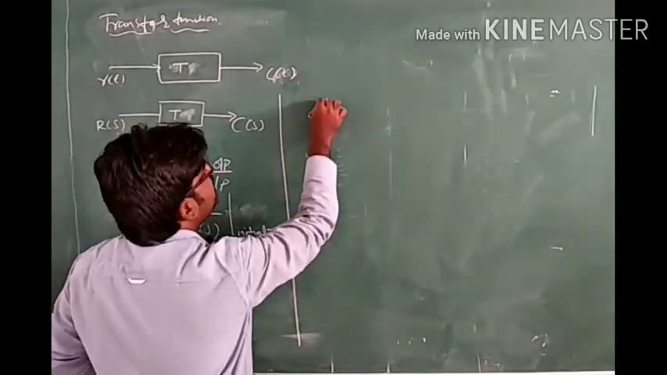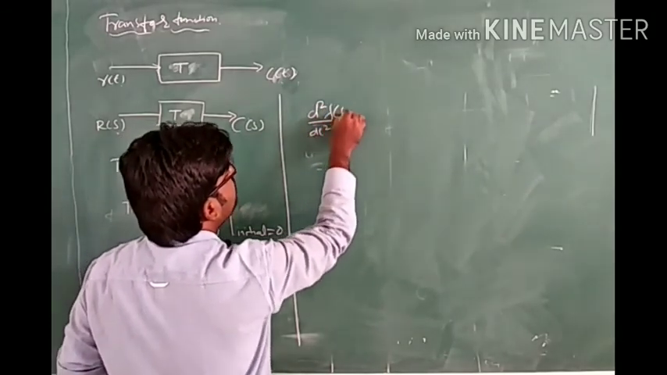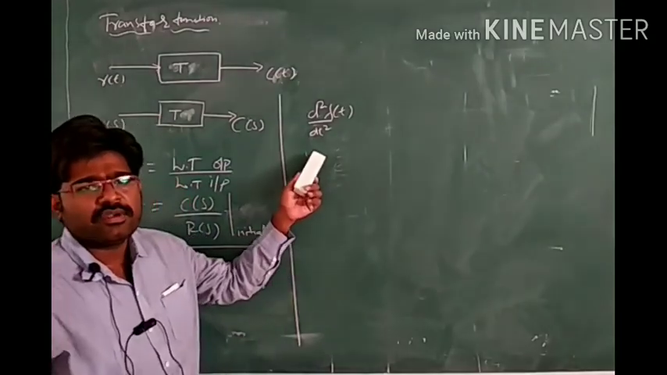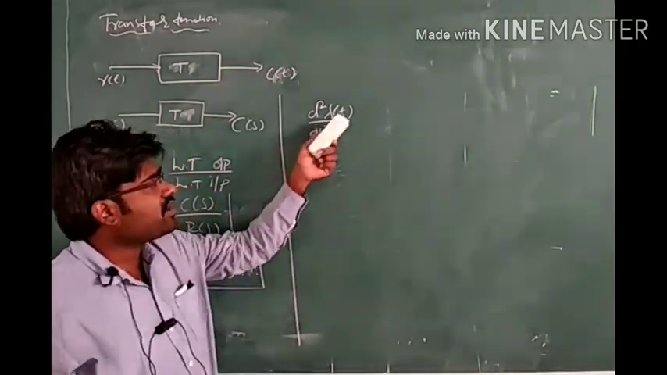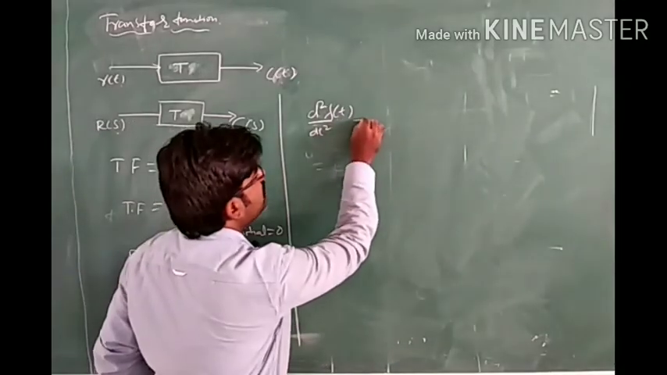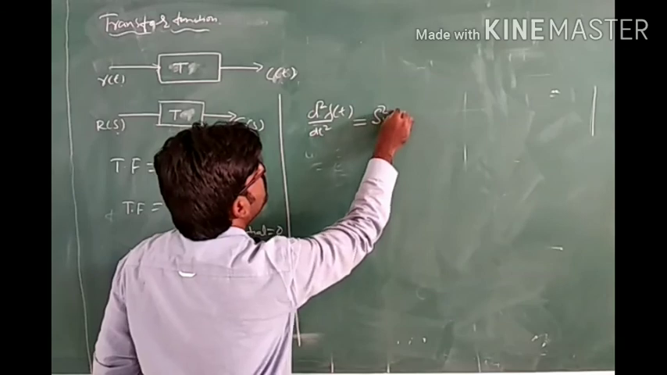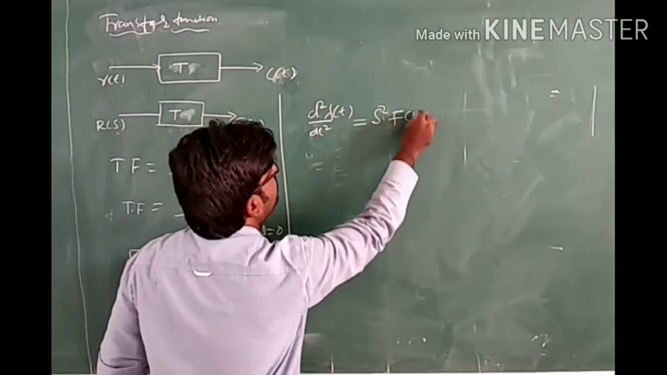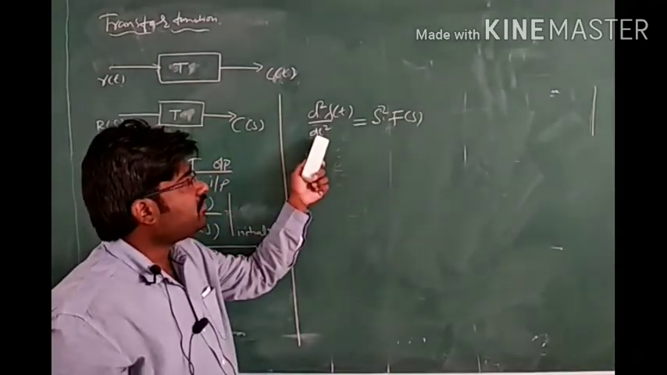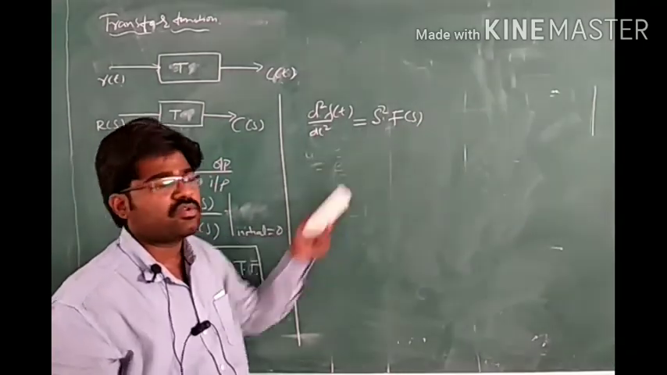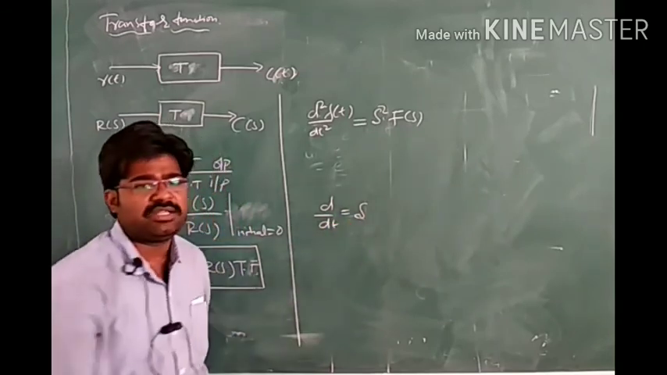If the given function is in the form d square by dt square of f of t, a double-order differential equation, what do we have to write? s square into F of s. F of t's Laplace transformation is F of s. D square by dt square means s square, because d by dt means s in terms of Laplace transformation.